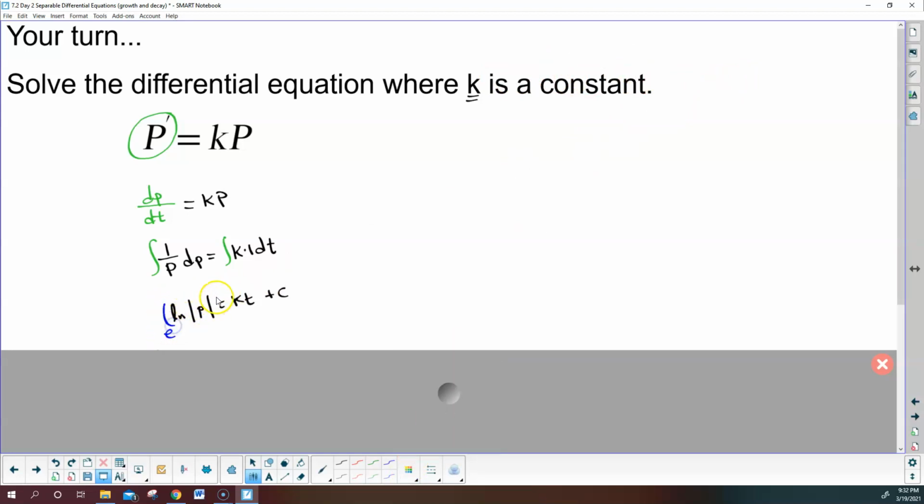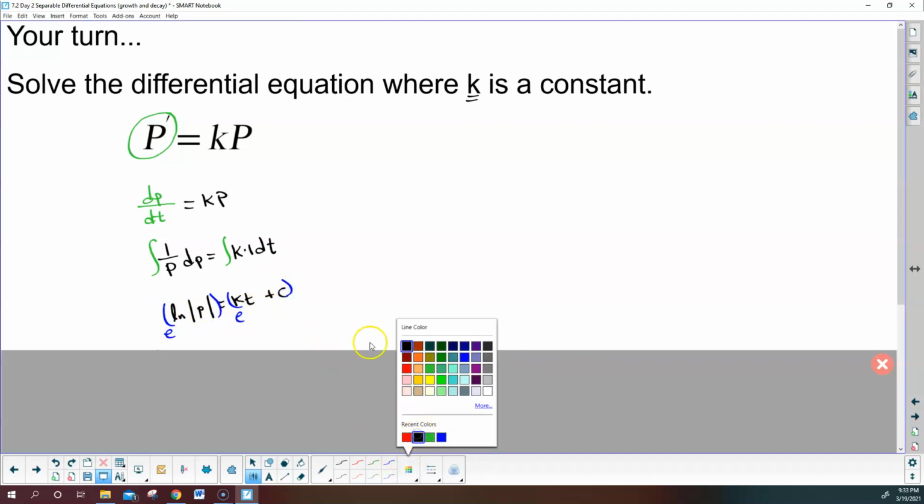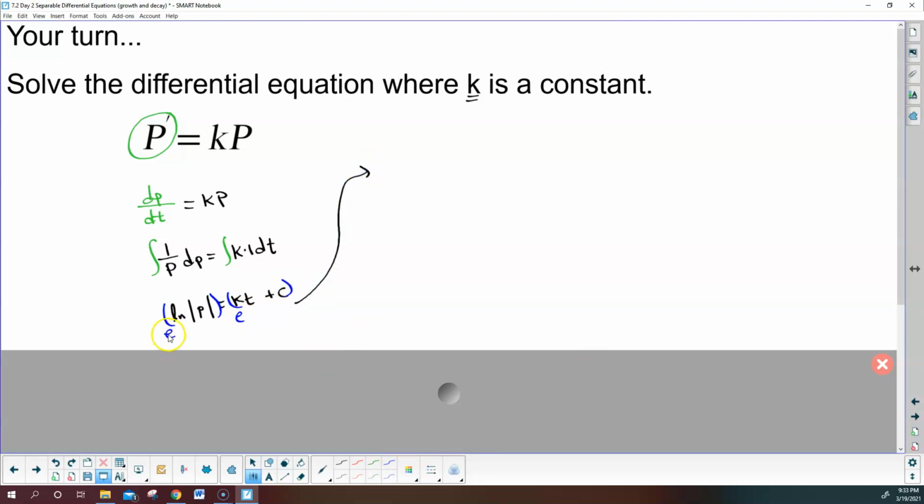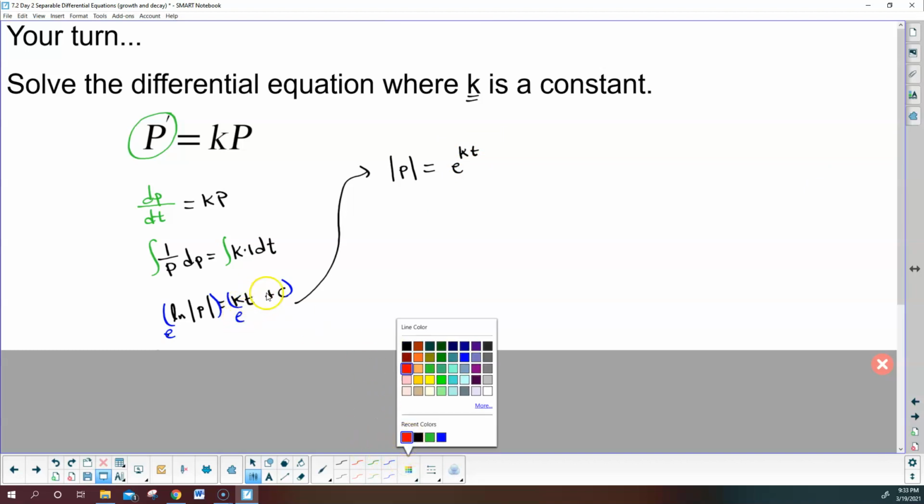I'm going to take the natural log of both sides. Running out of room, so I end up with the natural log and e reducing out. So I have the absolute value of p is equal to e to the kt, and then remember this power of e, I'm going to say times e to the c. Now, this might not look super special right now, but remember, c is a constant, right? And so is k in this case. K is a special constant we'll talk about.